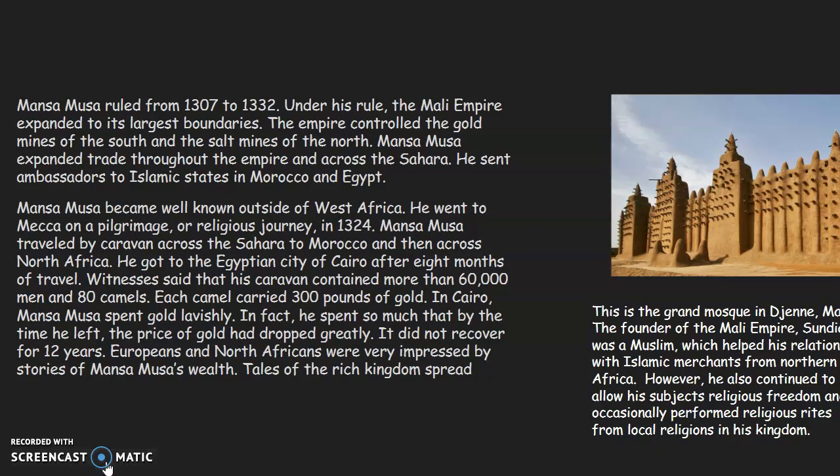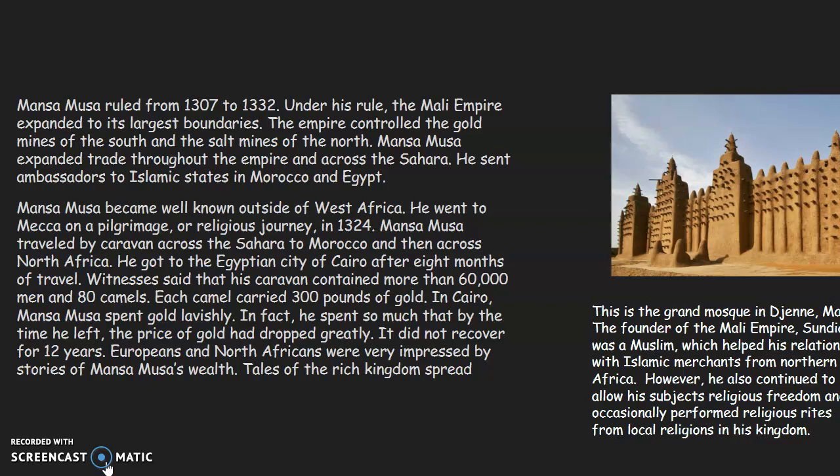Mansa Musa ruled from 1307 to 1332. Under his rule, the Mali Empire expanded to its largest boundaries. The empire controlled the gold mines in the south and the salt mines in the north. Mansa Musa expanded trade throughout the empire and across the Sahara. He sent ambassadors to the Islamic states in Morocco and Egypt. Mansa Musa became well known outside West Africa. He went to Mecca on a pilgrimage, or religious journey.